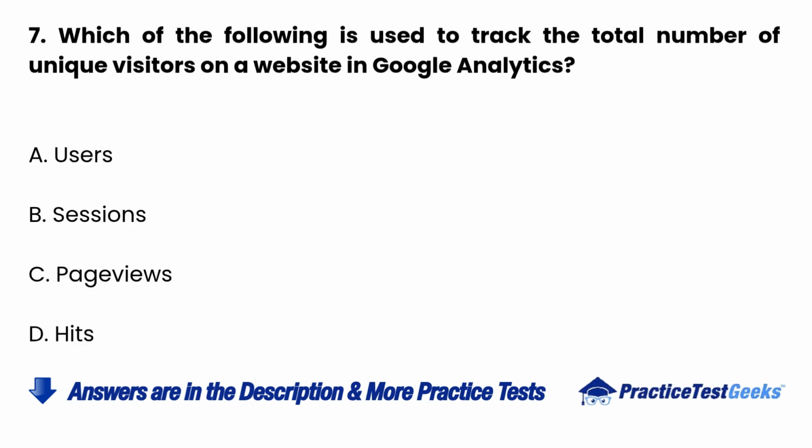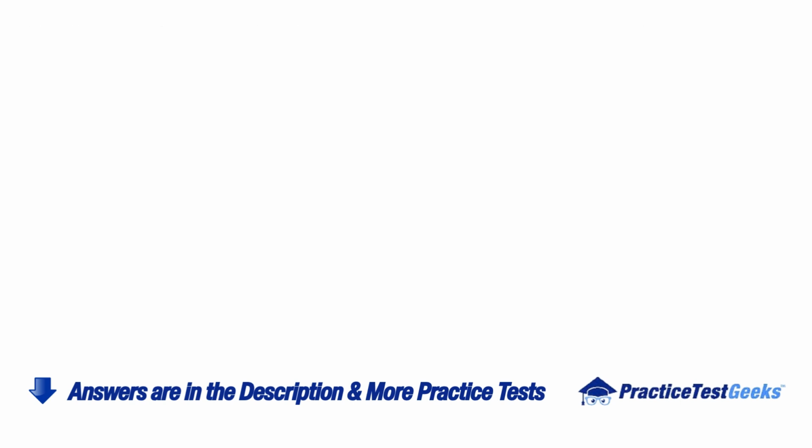7. Which of the following is used to track the total number of unique visitors on a website in Google Analytics? A. Users. B. Sessions. C. Page views. D. Hits.